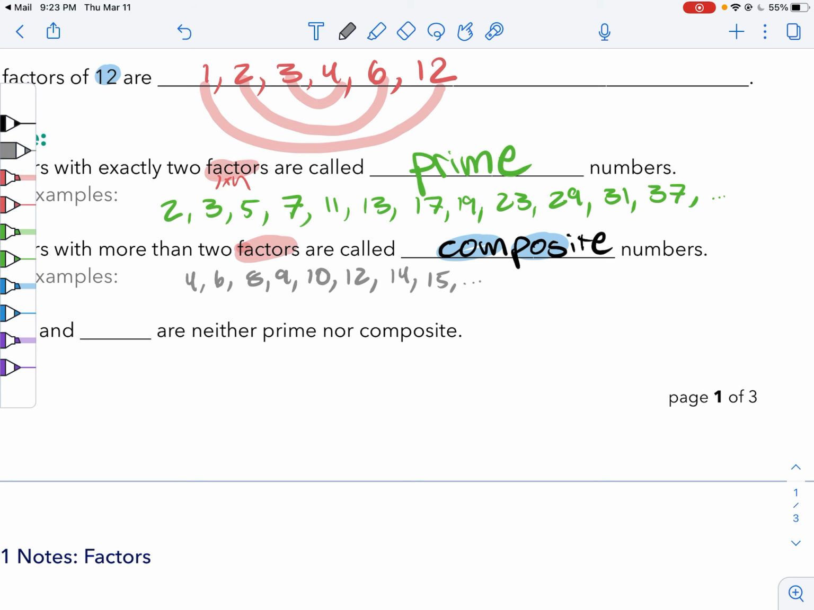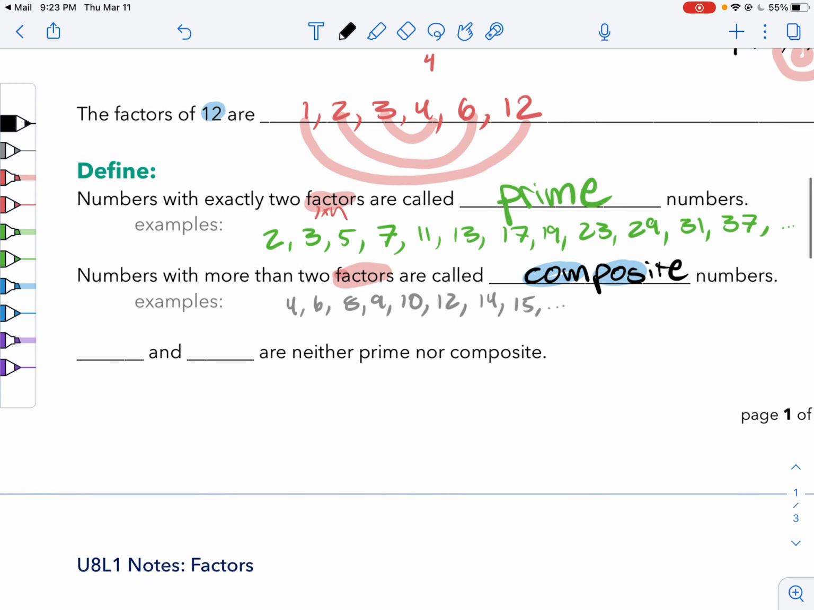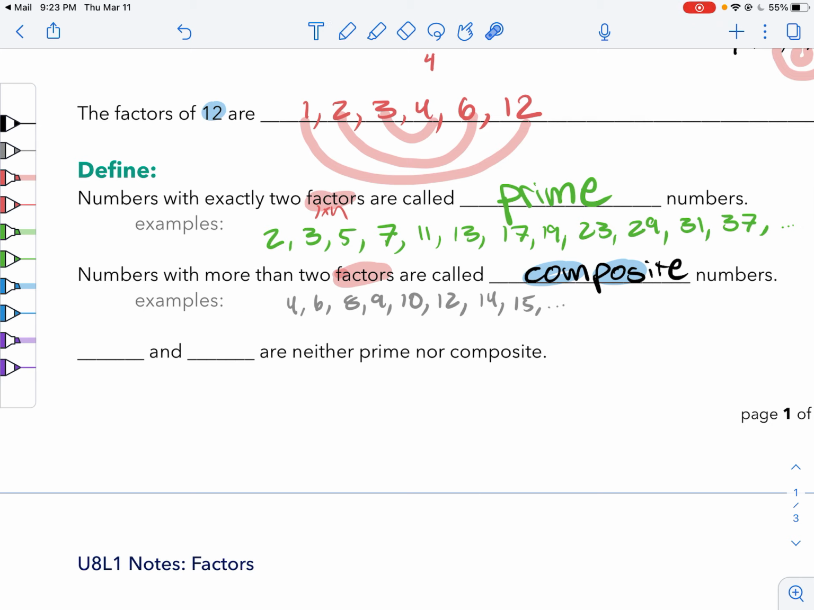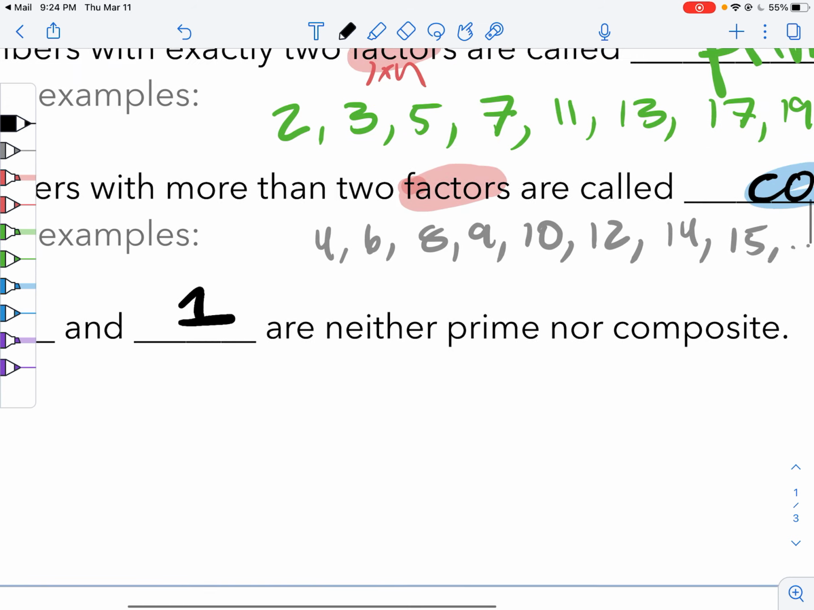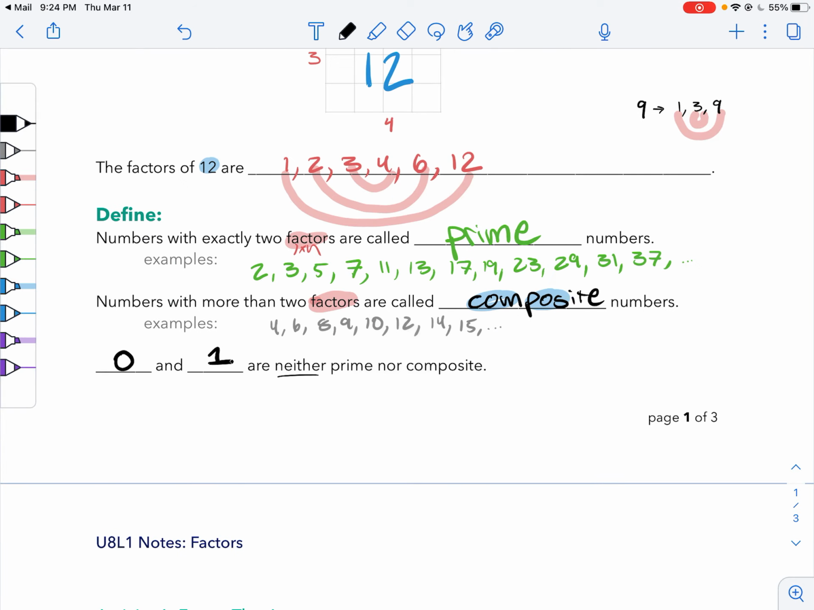All even numbers are composite numbers, except 2. These definitions are defined by the number of factors. How many factors does 0 have? It gets kind of messy. How many factors does 1 have? It gets kind of messy. So we just say they're neither prime nor composite.